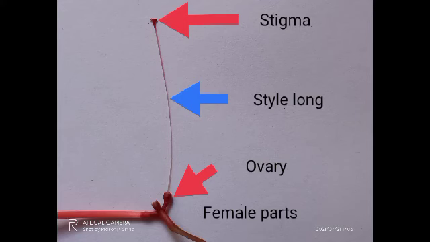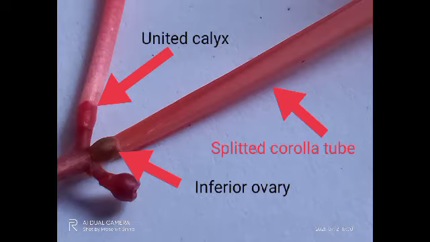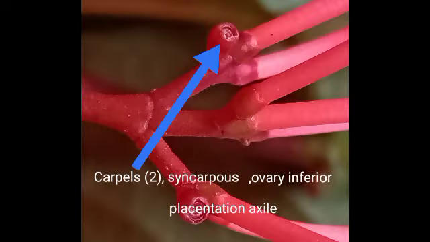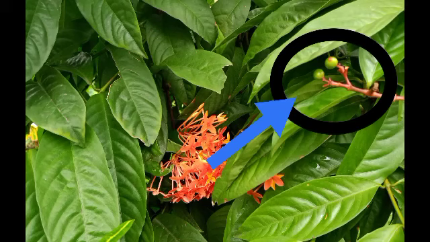This one is the female structure: ovary, style and stigma. Ovary is inferior, calyx united, that is gamosepalous. Number of carpels 2, united, that is syncarpous, ovary inferior, and placentation is axile. Regarding the fruit, it is none other than a berry.